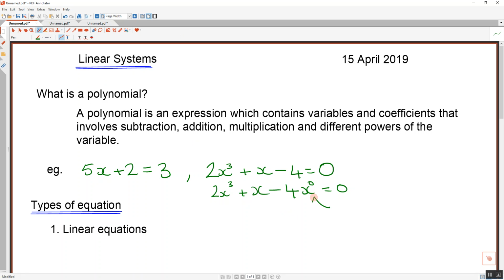Just always be aware of that. Yes, Zavi, about the 4x. All I'm saying is, even though there's no x term in here, there actually is, because any number to the power of 0 is equal to 1. So this is 4 times 1, which is just negative 4. You could think of it like that if you want.